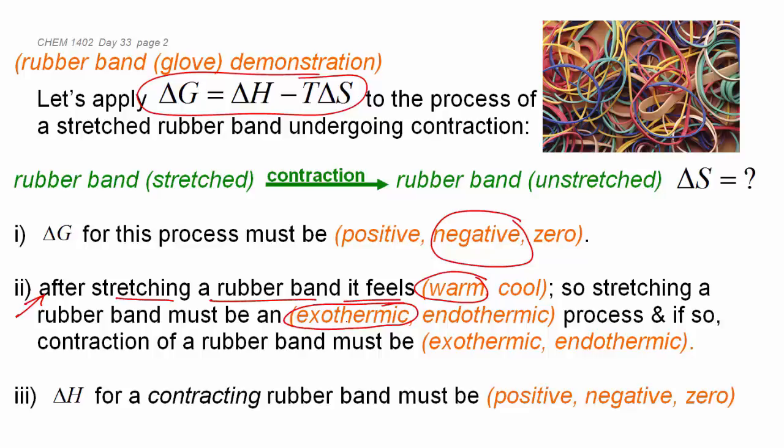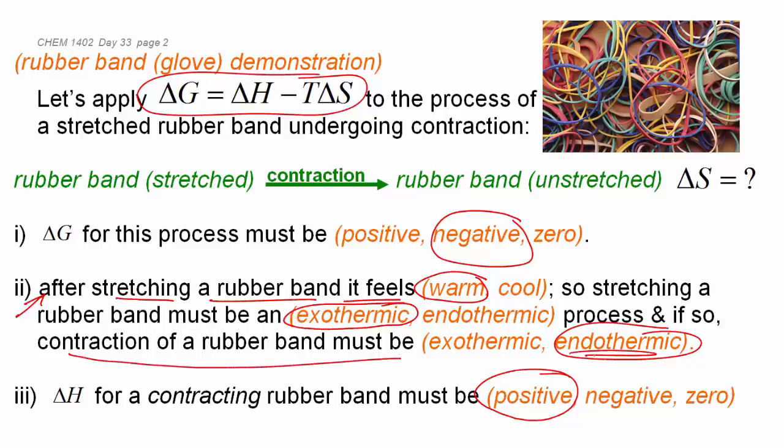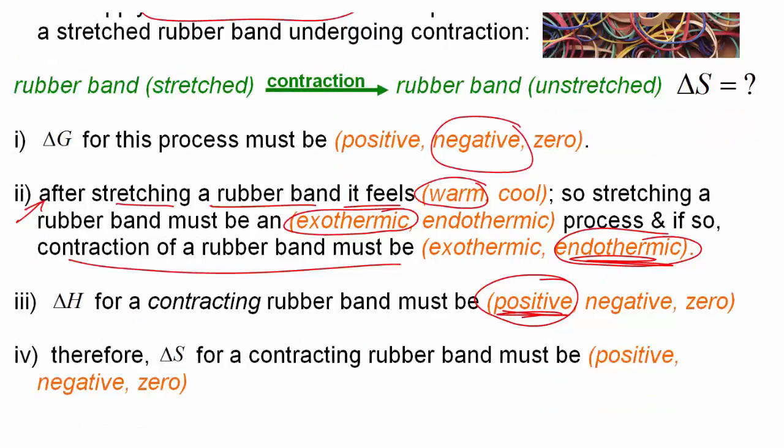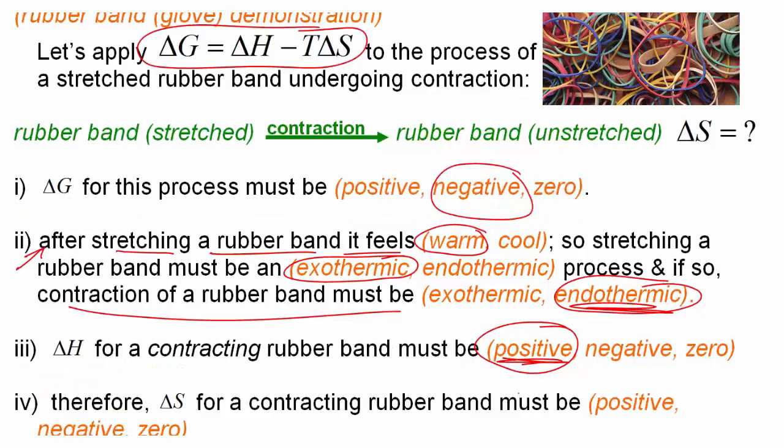And if so, contraction of a rubber band must be endothermic, right? If stretching it is exo, letting it contract must be endo. The enthalpy change for a contracting rubber band must be positive. Because we just said that, right? We said the contraction of a rubber band must be endothermic, so that means it has to be positive for a contracting rubber band.